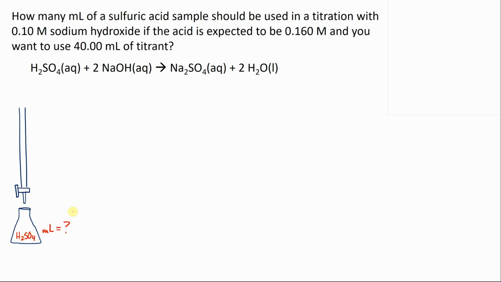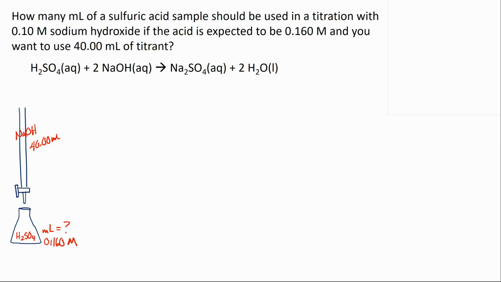But I could use different pipettes to put different specific amounts in there. We expect the sulfuric acid to be 0.160 molar. And the titrant is going to be sodium hydroxide titrant. We know we want to use about 40 milliliters. So that's a target amount. That's how much makes sense, I guess, in a 50 mL burette as a starting point.